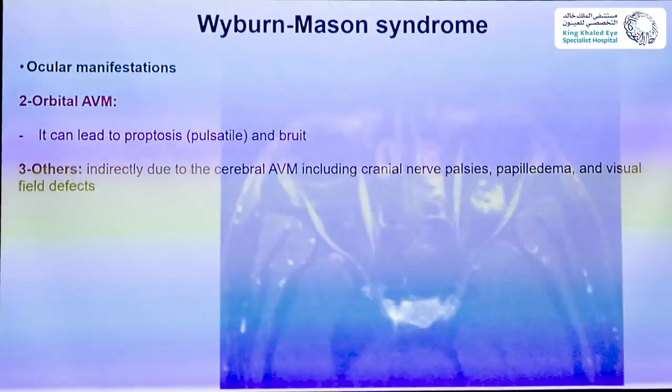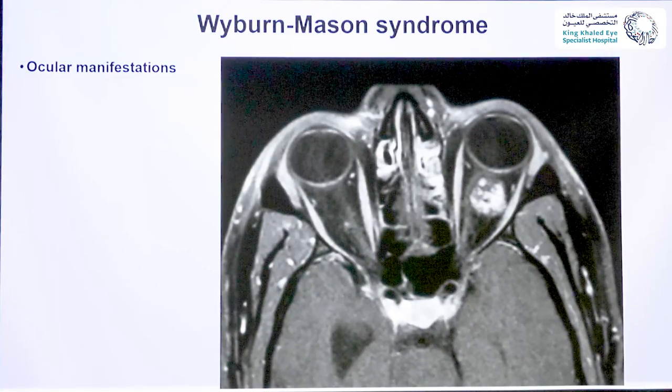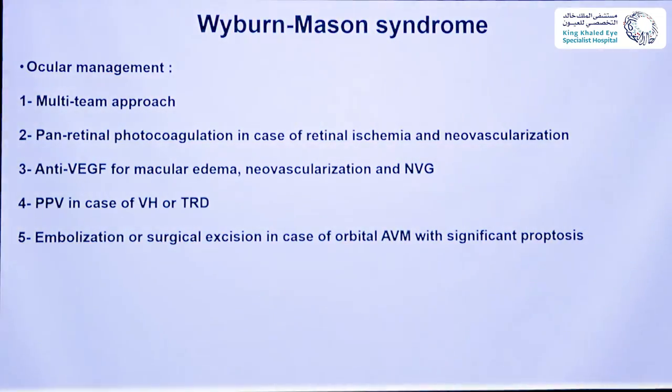And other manifestations also. So we can see here the orbital AVM. It's not clear actually, but you can see that there is some component of proptosis. Here, again, you involve the multi-team approach, pan-retinal photocoagulation. As we mentioned, most of the lesions are stable, but you may have rare complications. In cases of retinal ischemia, you should have pan-retinal photocoagulation in addition to anti-VEGF if you have any neovascularization. Because of the rare complication, which is secondary vitreous hemorrhage or TRD, you should employ the PPV. In regard to the orbital AVM, embolization or surgical excision can be employed to reduce the proptosis.